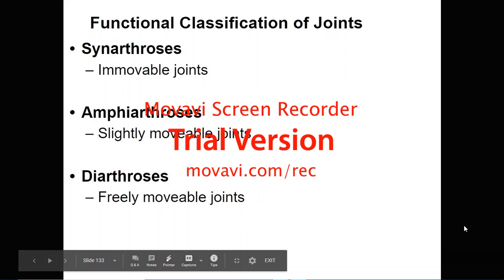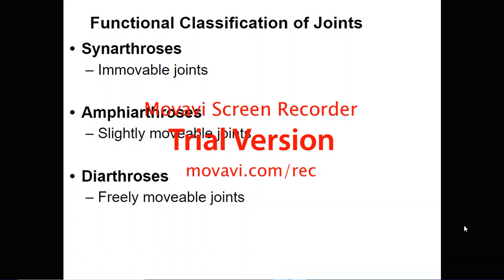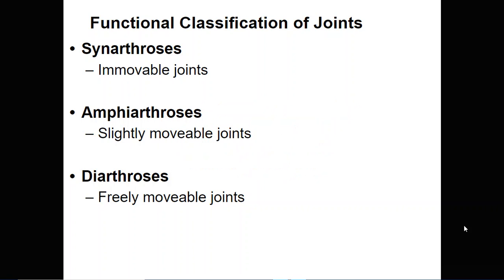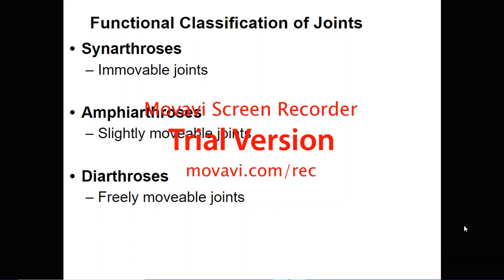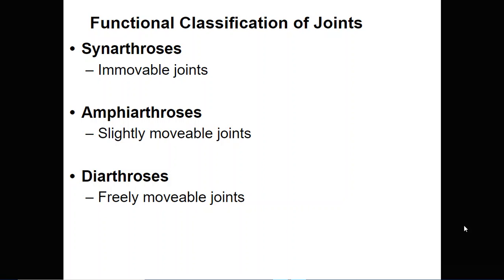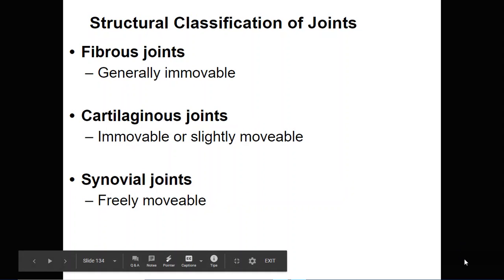In general, remember, the less movable a joint is, the more support it's going to provide. So it makes sense to find your immovable joints in your axial skeleton, whereas you find your freely movable joints in the appendicular skeleton, all right? Because those are your limbs, and your limbs are used for movement, so that makes sense.